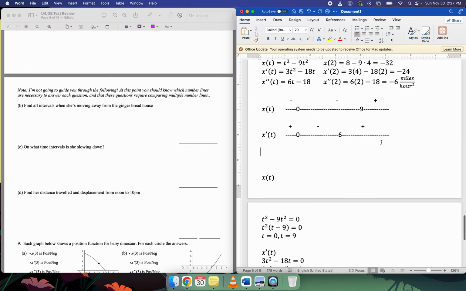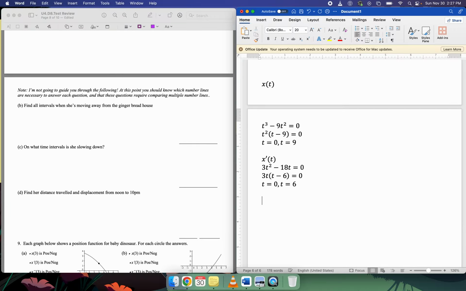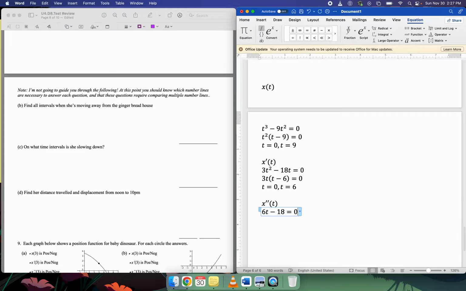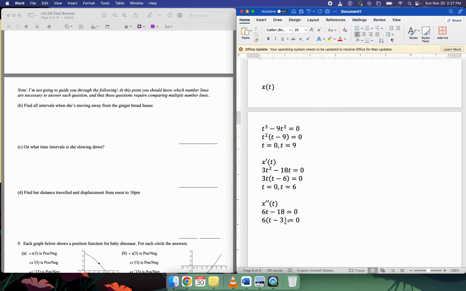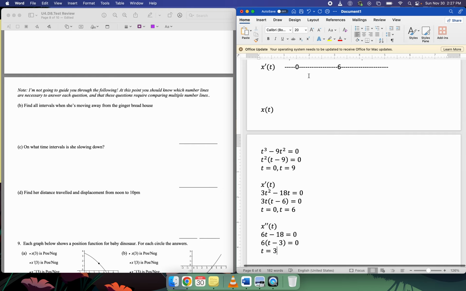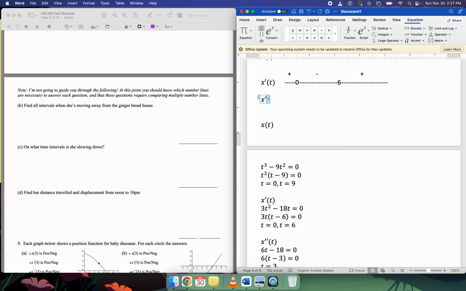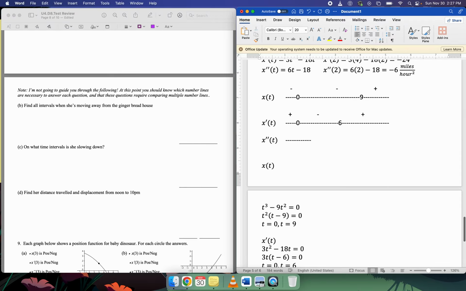Finally, x double prime, which is 6t minus 18. So sign analysis for x double prime, 6t minus 18 equals 0. You can solve this in lots of different ways, but you could just add 18 and divide by 6 if you wanted, that'd be fine. At any rate, you get t is equal to 3. So our sign analysis, our number line for x double prime, the acceleration, has just one value at 3.